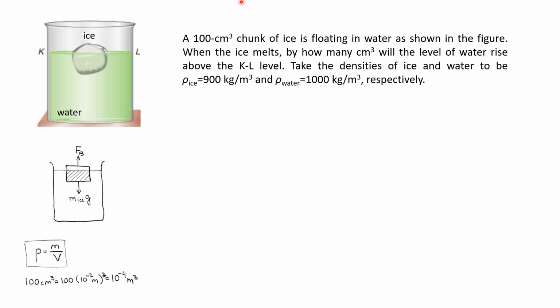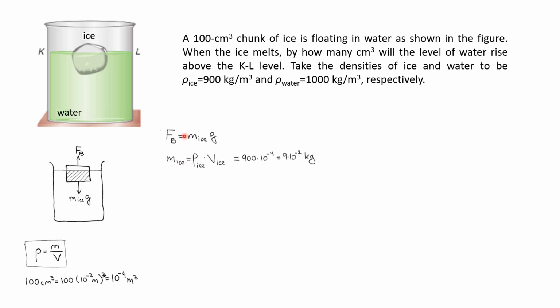Okay, how do we switch from centimeter cube to meter cube? Well, easy. We have 100 centimeter cubes, and we know 1 centimeter is 10 to the minus 2 meters. So we cube this, it's going to be 10 to the minus 6. We multiply by 100, and you have 10 to the minus 4 meter cubes. So 100 centimeter cube is 10 to the minus 4 meter cubes. Okay, now we can go ahead and proceed with our question.